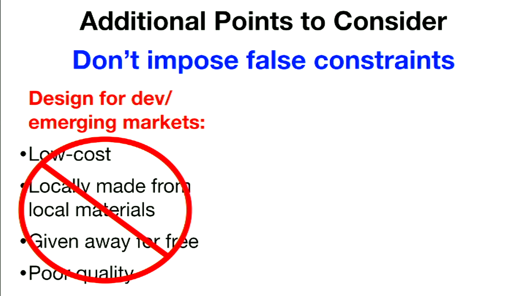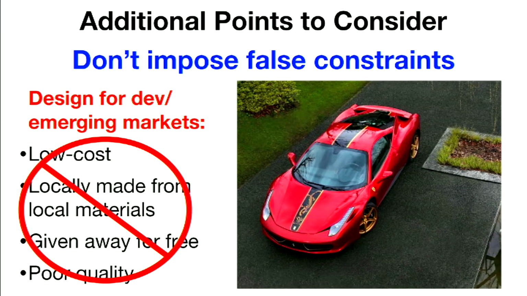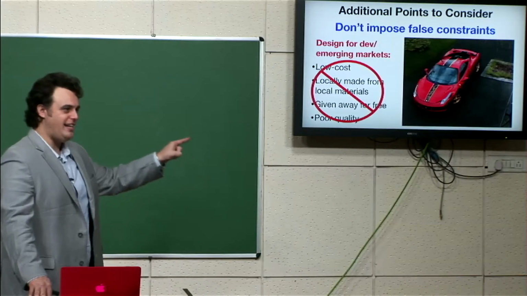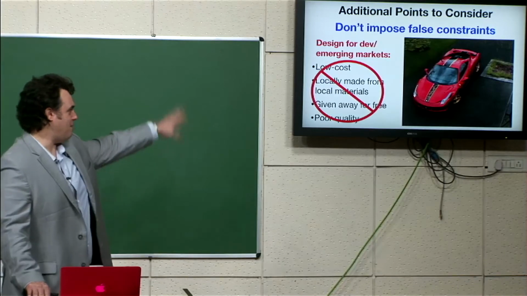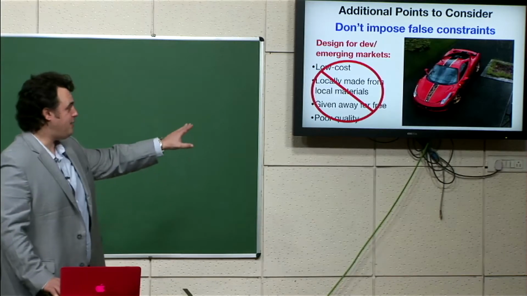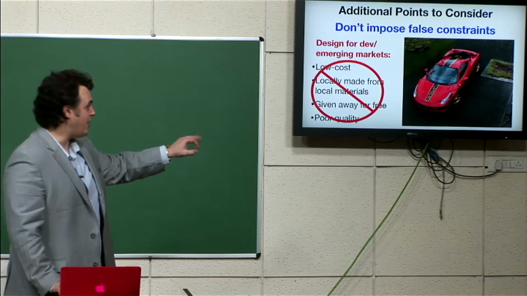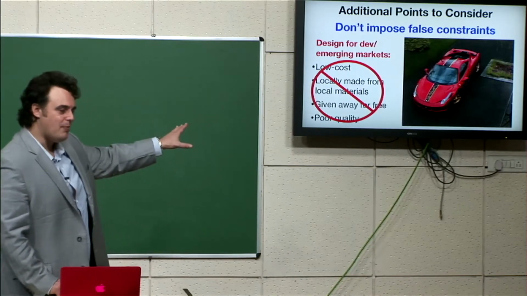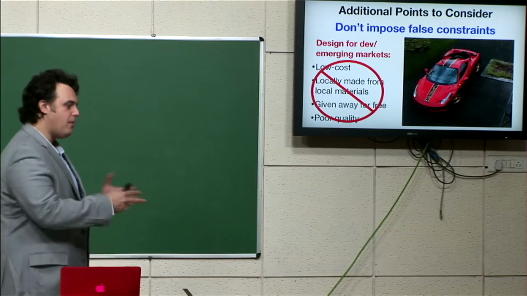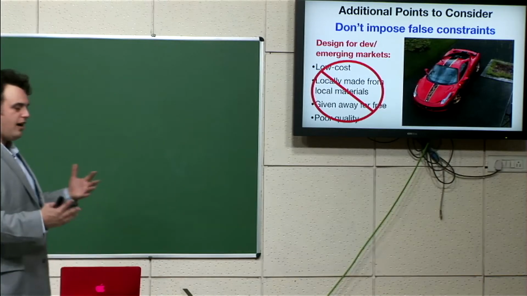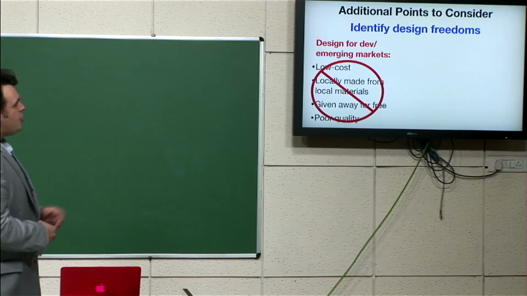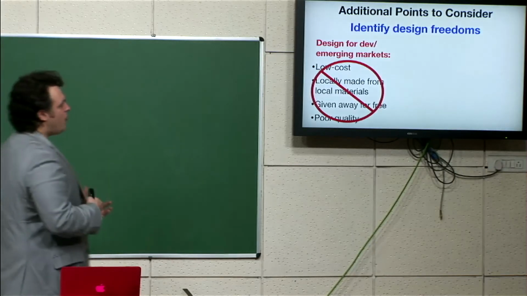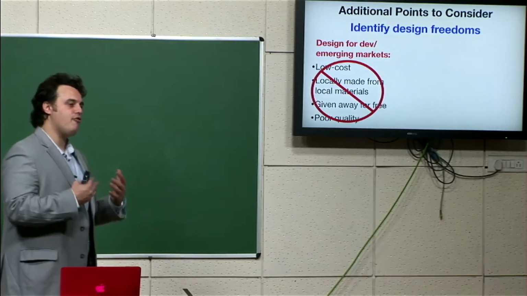And as a counterexample of that, this is a variant of a Ferrari, the 458 China edition. This was designed specifically for the Chinese market. Right? Ferrari didn't impose any of these false constraints. They did some things to make it particularly appealing to the Chinese market. You can see the dragon on the hood and stuff. But they didn't compromise on quality, because they recognize there is a market for Ferraris that want a high quality product.